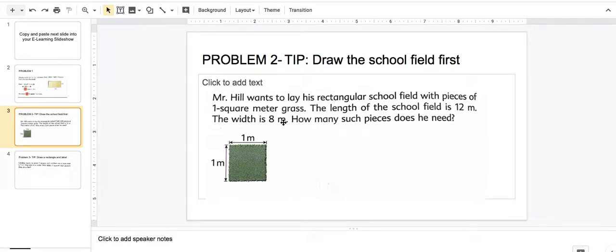Read this carefully. You're not using this picture per se, so I gave you a tip. Draw the school field first and think about your units. We're really going to be strict about labeling correctly. A lot of you are not labeling area properly, so really pay attention to the units.